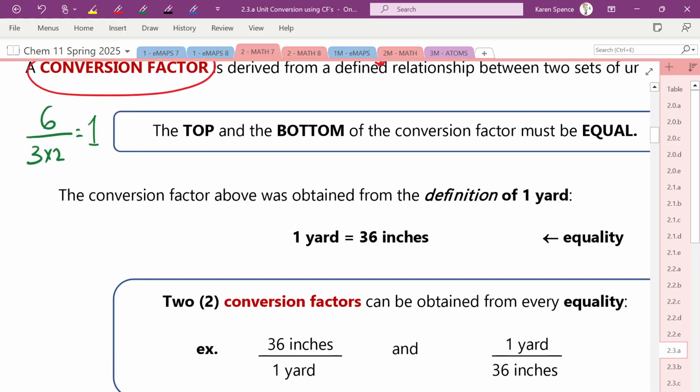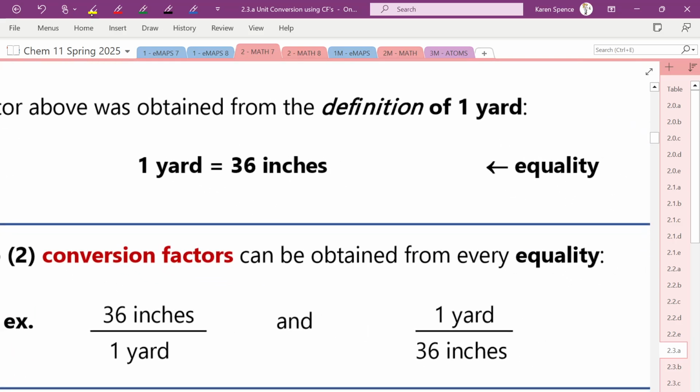So anytime you have an equality, you can make a conversion factor. And you cannot just make one conversion factor, you can make 2, because you can write it right side up. I don't even know which way is right side up, but you could put 36 inches on the top, or you could put 36 inches on the bottom, just depending on where you need it to go. Okay?